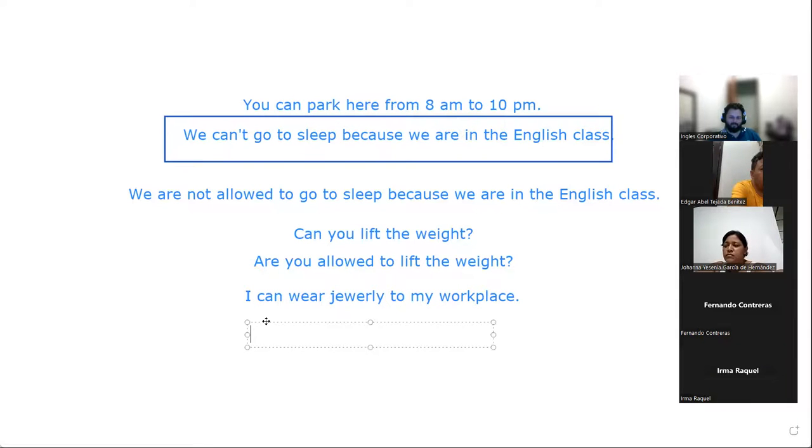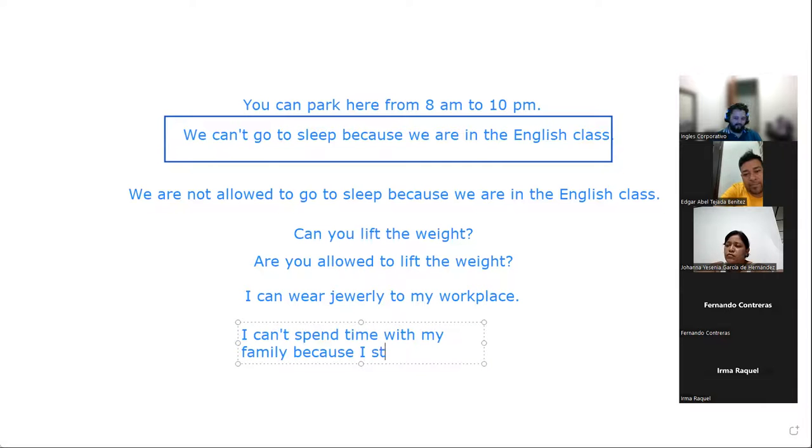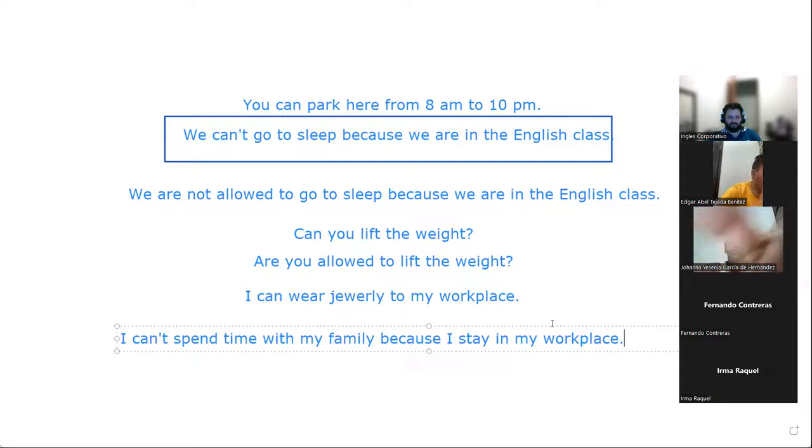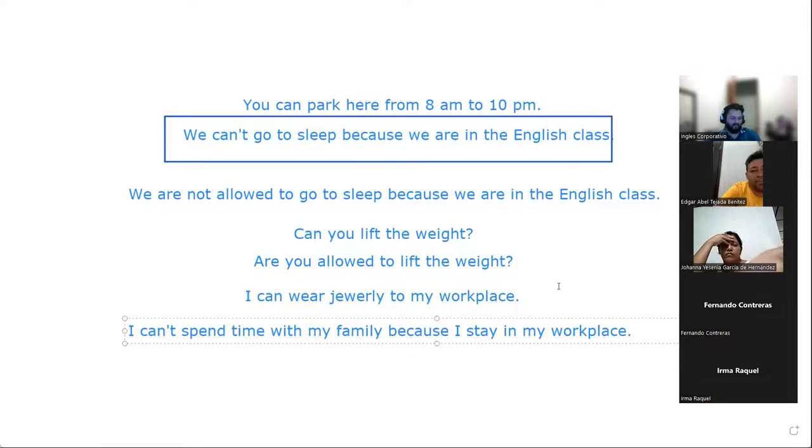I can't spend time with my family because I stay in my job. I stayed in my workplace, okay? All right, workplace, not job. I can't spend time with my family. Why not job? Because job is a noun that you use to talk about the things that you do, not the place. The place is workplace, okay?